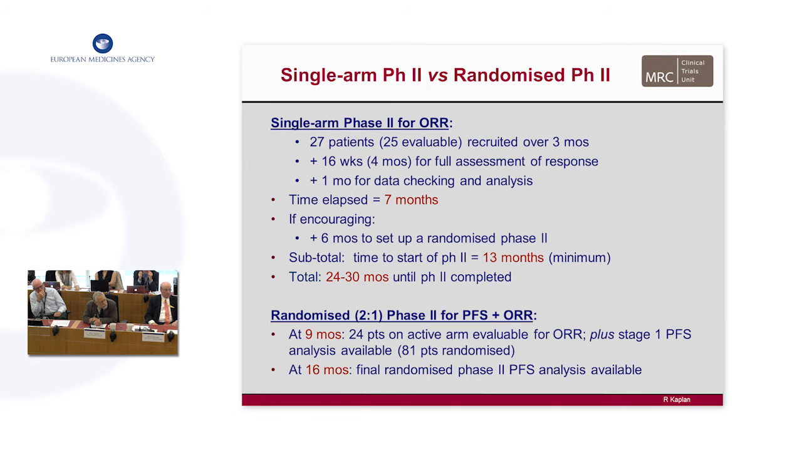The comparison in the same setting with the same number of patients coming into the trial at any point, if you looked at 9 months, you would have 24 patients on the active arm evaluable for response, plus you'd have the stage 1 progression-free survival analysis available. There would have been a total of 81 patients at that point. This is 2 months later than they would have got the uncontrolled initial results. And at 16 months, as compared to 24 or 30, we would have the final phase 2 DFS analysis as well.